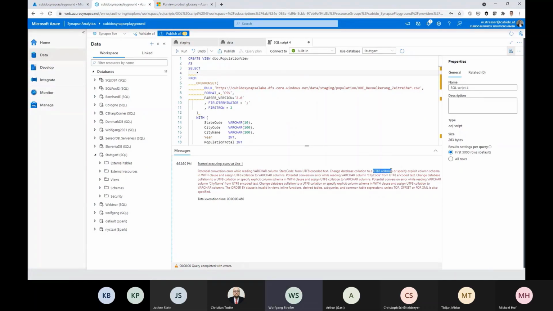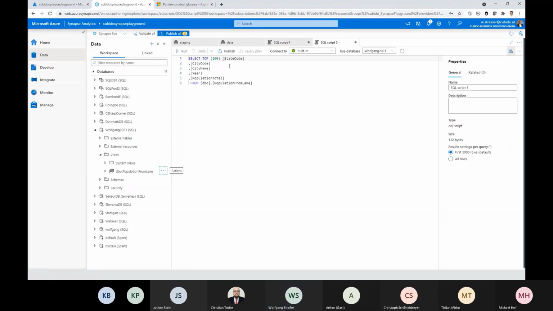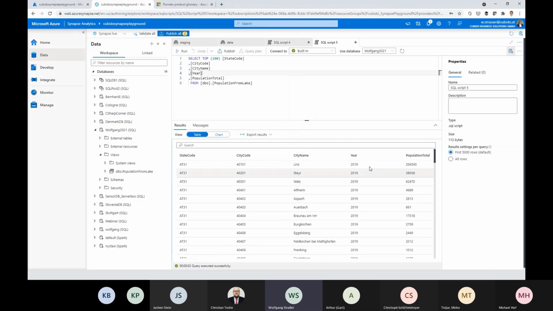Okay. I should have changed the collation to solve that one, but a good TV chef would say, hey, I've prepared something because there's a population view from the lake in another database. So we can go over here, have a look over there, and it's the same syntax provided in there. Run it there, and we get the population data from Upper Austria using the view in the built-in approach.